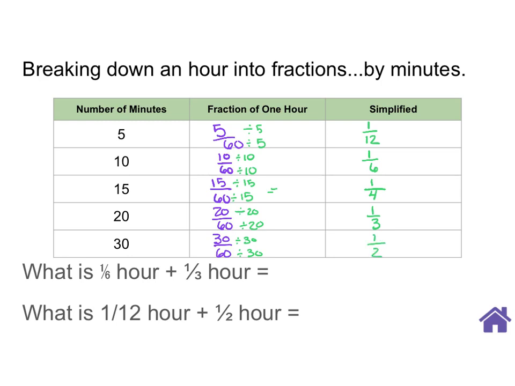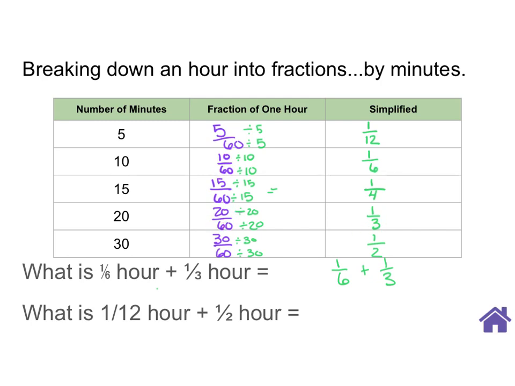Okay, so now that I have my simplified answers, I can go back and look. This is actually kind of doing it in reverse, so you can see. What is 1/6 of an hour plus 1/3 of an hour? Well, if I have 1/6 plus 1/3, I can't just add them together. They have different denominators. So looking above here, I see 1/6 is the same thing as 10/60ths, and 1/3 is the same as 20/60ths.